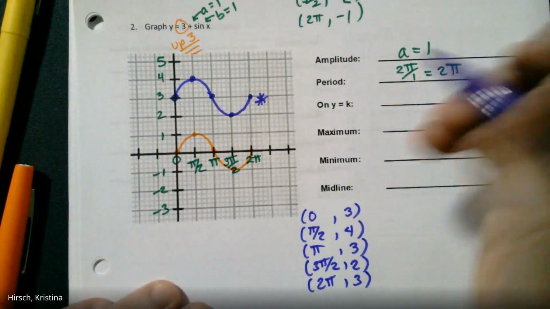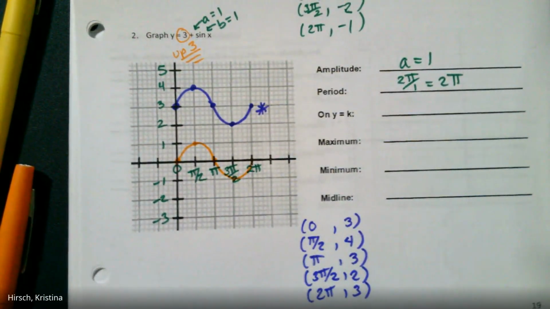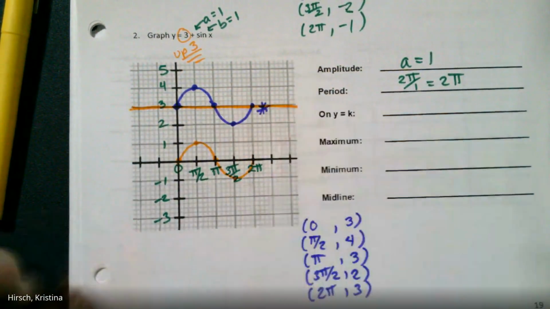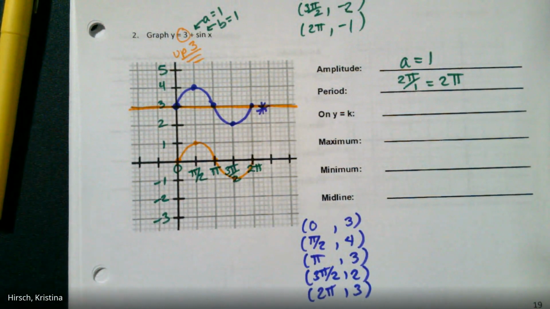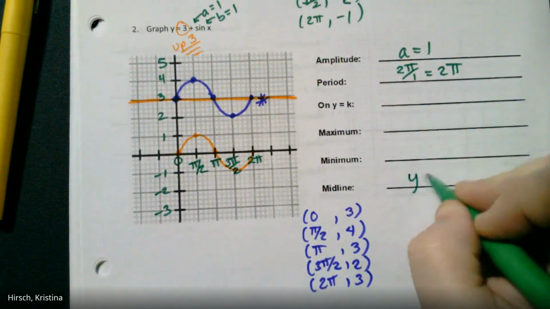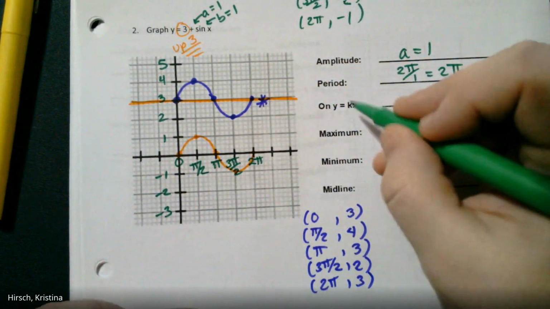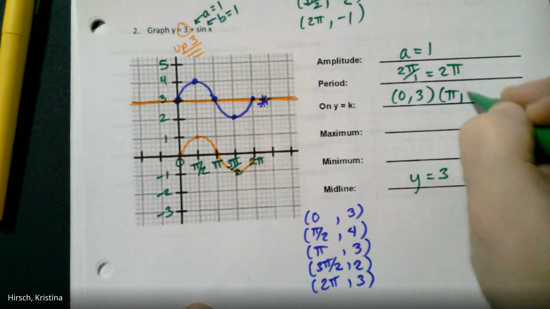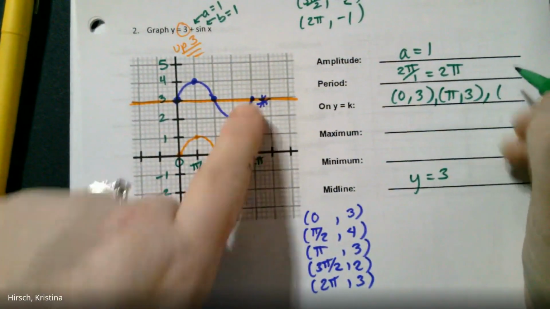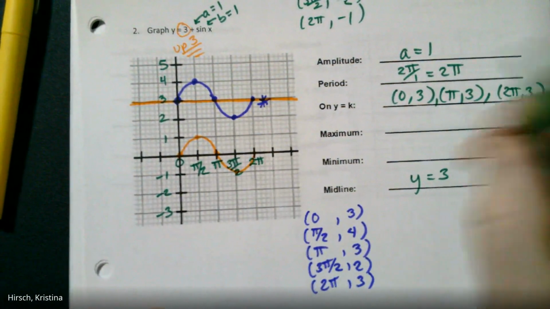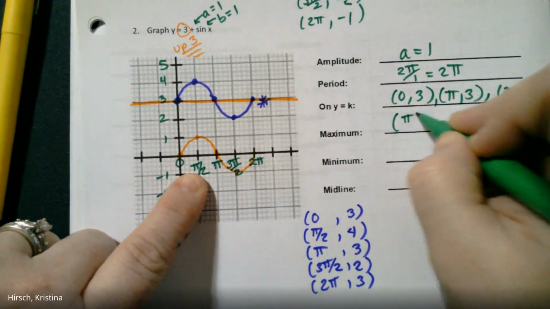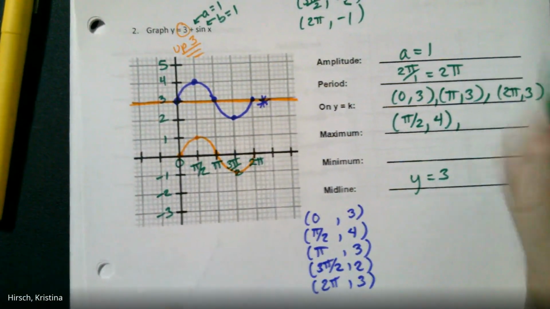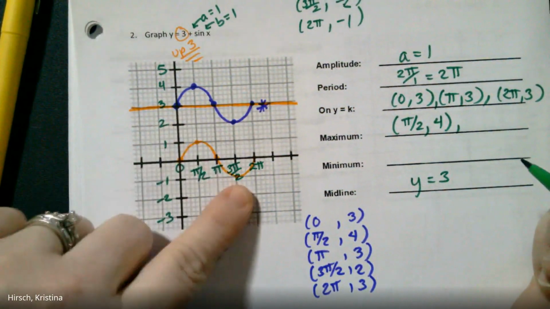All right, so my midline is where it all meets in the middle. So right here, this is my midline. All right, and my midline then is at y equals 3. The points on my midline are 0, 3, pi, 3, and 2 pi, 3. My maximum is pi over 2, 4, and that's it. All right, and then my minimum is 3 pi over 2, 2.